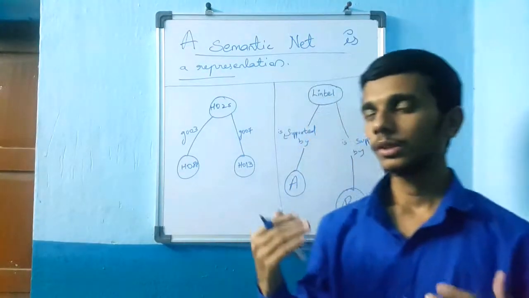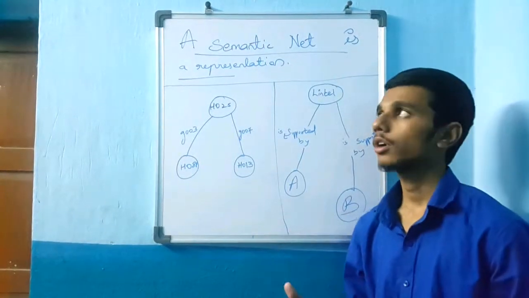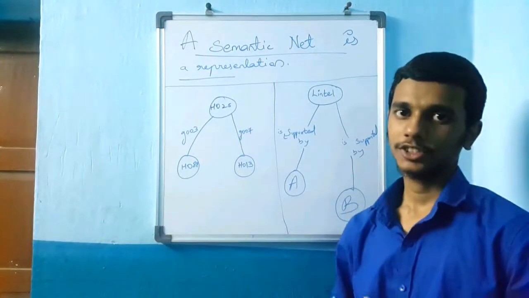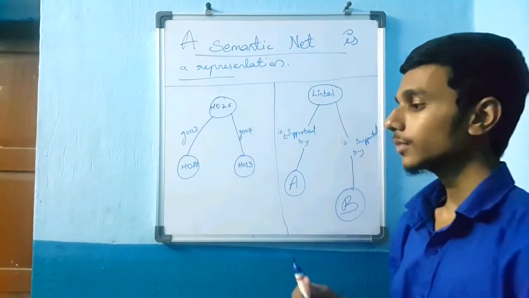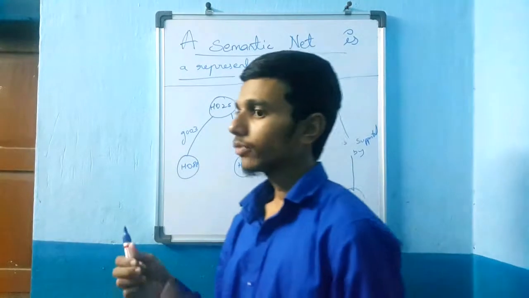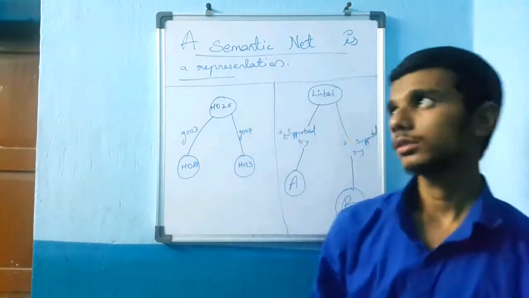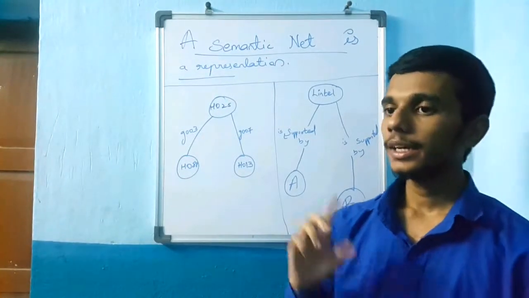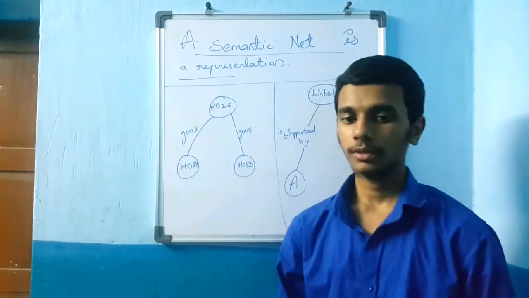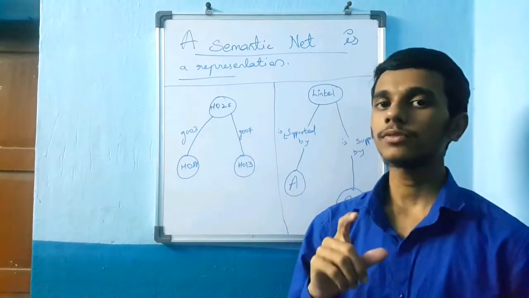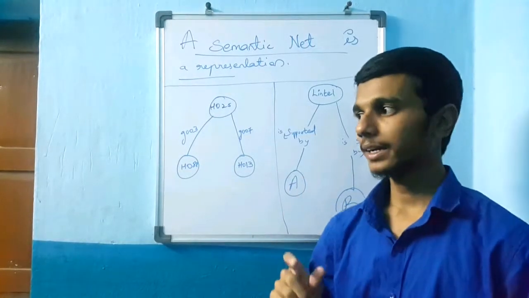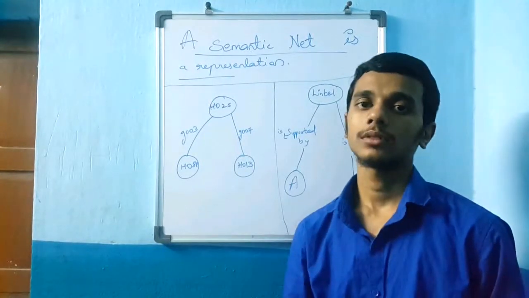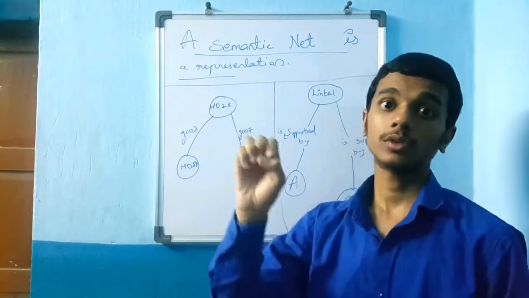So now I think you have got the meaning of a semantic net. A semantic net is a representation. Now, what are the factors that bound semantic nets? See, in this video, I'm just talking about descriptive semantics, that is, what description is given to a representation.